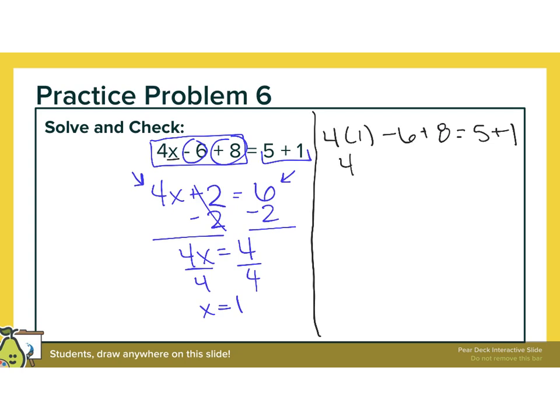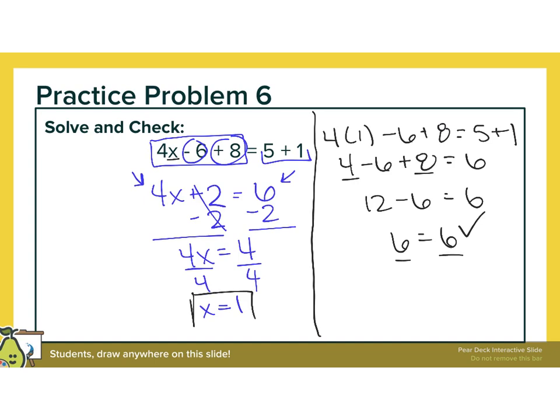Simplify. 4 minus 6 plus 8 equals 6. Combine my positives. 12 minus 6 is 6. It checks out because I have the same number on both sides. I can box my answer.